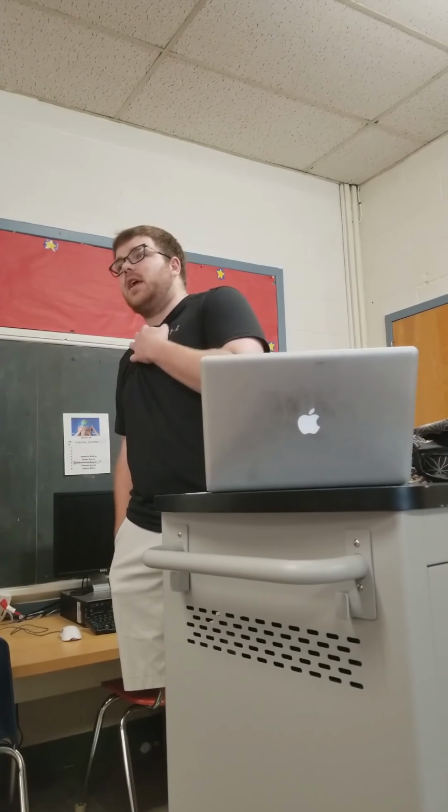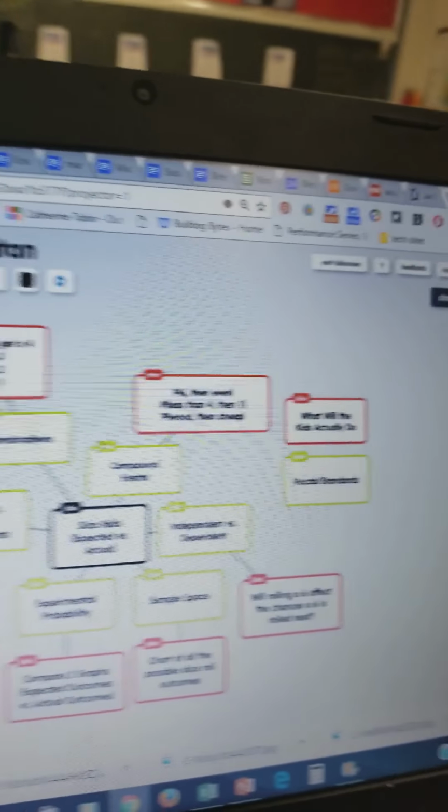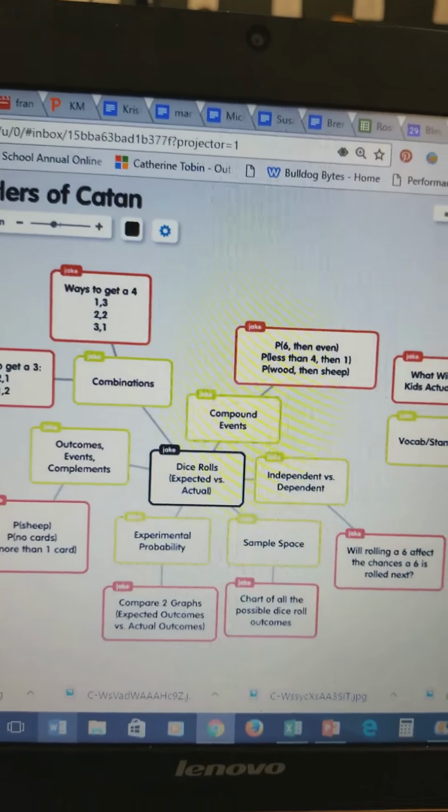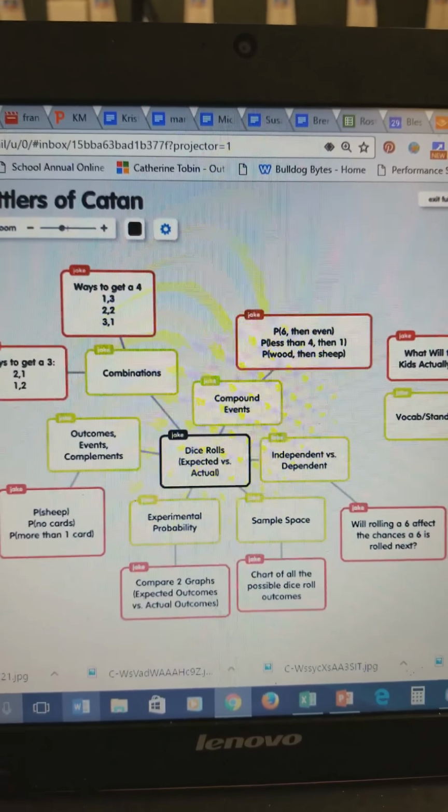And so that's what this Poplet is. It's one of my favorite games. It's super, super complicated. It's a board game called Settlers of Catan. So what happened was, all of the green boxes are just vocab words or standards that I have. This is for me, by the way. This is not at all for the kids. This is just for the organization of my thoughts.